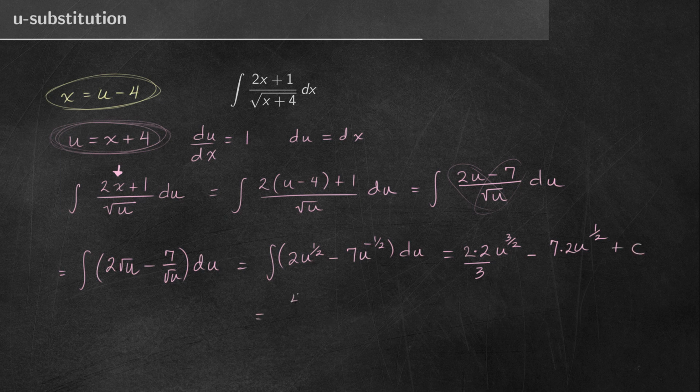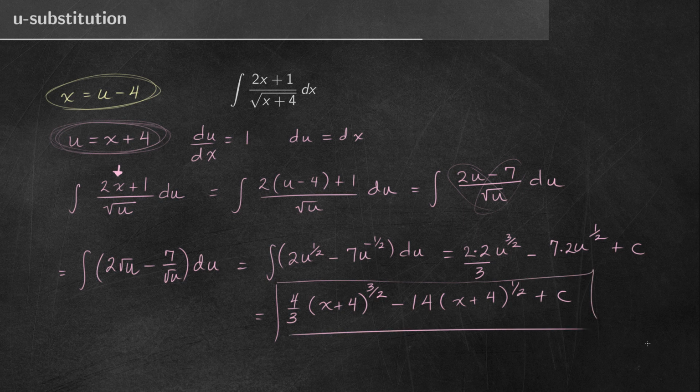So that's 4/3 u to the 3/2, and u is x plus 4, minus 14 u to the 1/2, so x plus 4 to the 1/2, plus c. If you like, you can go back to radical notation, but I would probably just leave my answer in this form here.